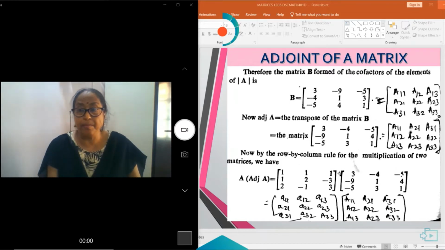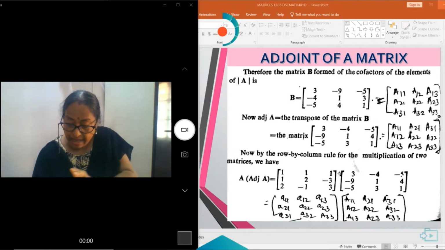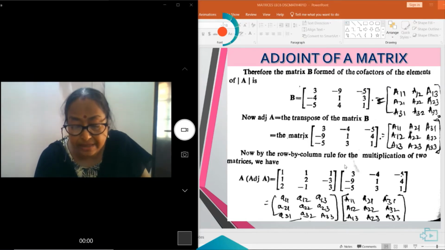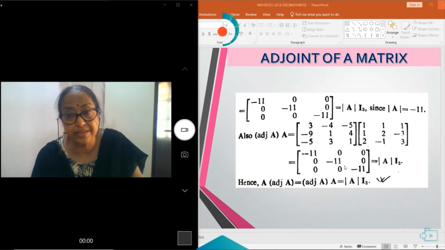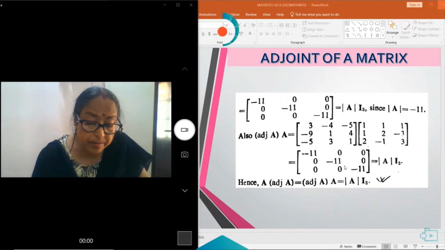So if we multiply A into adjoint A, where A means the original matrix given, and adjoint A you calculated, after calculation you can see it gives the value -11, 0, 0; 0, -11, 0; 0, 0, -11. And we see that -11 is the value of the determinant of A. So we can write it as determinant A into In.